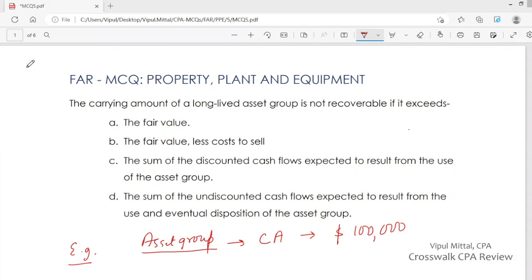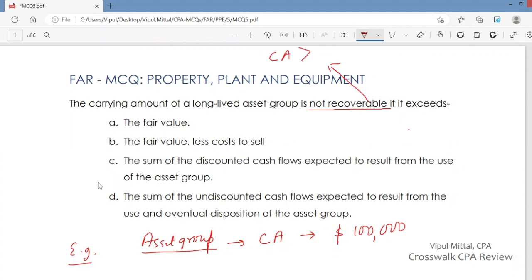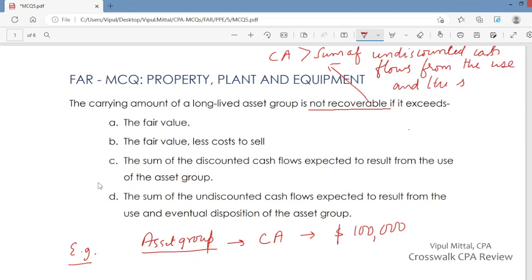It is not recoverable when the carrying amount exceeds the sum of undiscounted cash flows expected to result from the use and disposal of this asset. So what are the expected cash flows from the use of this asset? What are the expected cash flow when you sell this asset?